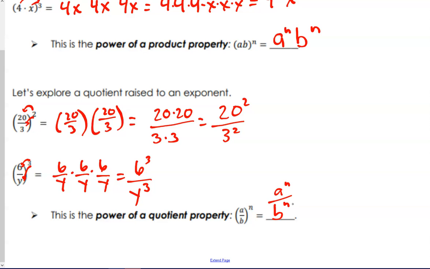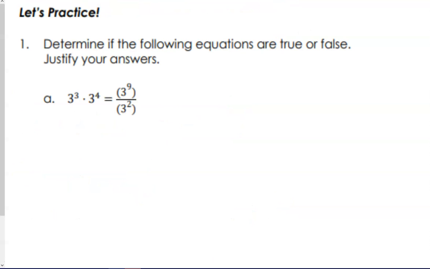All right? So those are all of our properties. Now let's practice with some of them. This one's to know if this statement is true or false. Is 3 cubed times 3 to the 4th equal to 3 to the 9th over 3 squared?